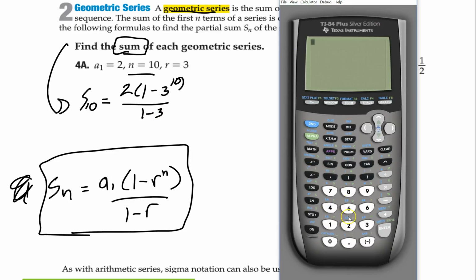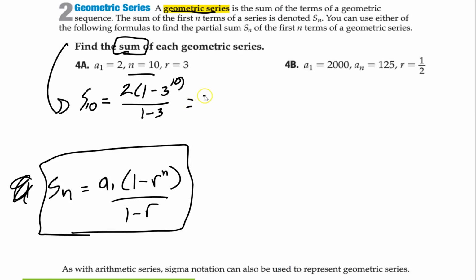So here we are, right? I'm going to put in alpha y equals, this makes it easier for me, 2 times 1 minus 3 to the 10th power, all over 1 minus 3, which is negative 2. And I get 59,048. There you go.